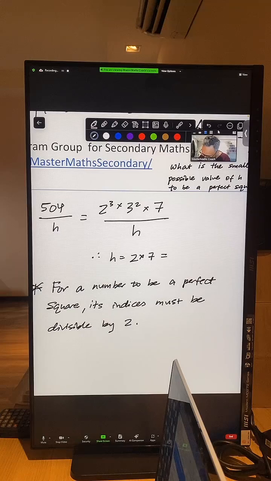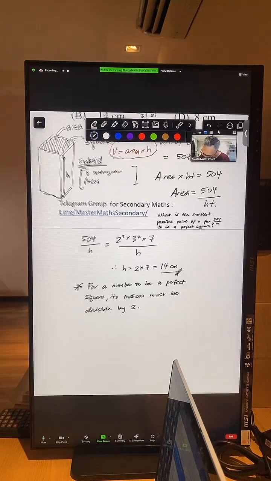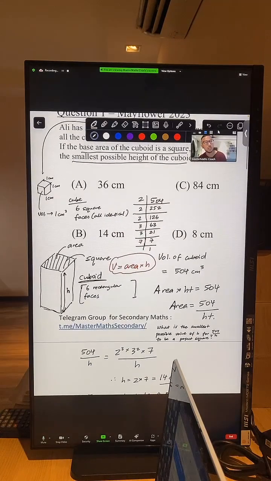So the answer is 14 cm. Okay guys, those of y'all who answered C, I'm sorry to tell you, your answer is wrong. Those of y'all who answered B, 14 cm, congratulations. Okay, you can double confirm again.